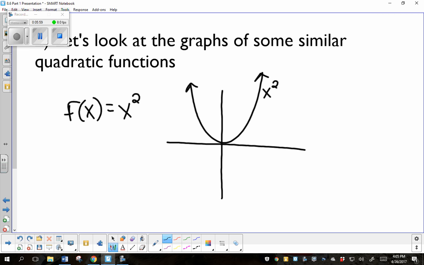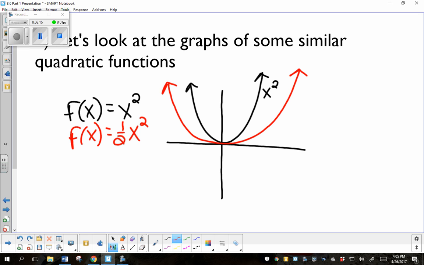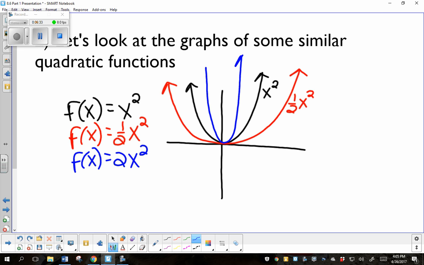Now, we saw that when we changed this and did f of x equals 1/2 x squared, it was still a U shape that opened up. But if we put that 1/2 in front, it got wider. So this red one is 1/2 x squared. Then we tried f of x equals 2x squared, and we saw that it was similar to x squared, but it was a lot narrower. So this blue one is 2x squared.